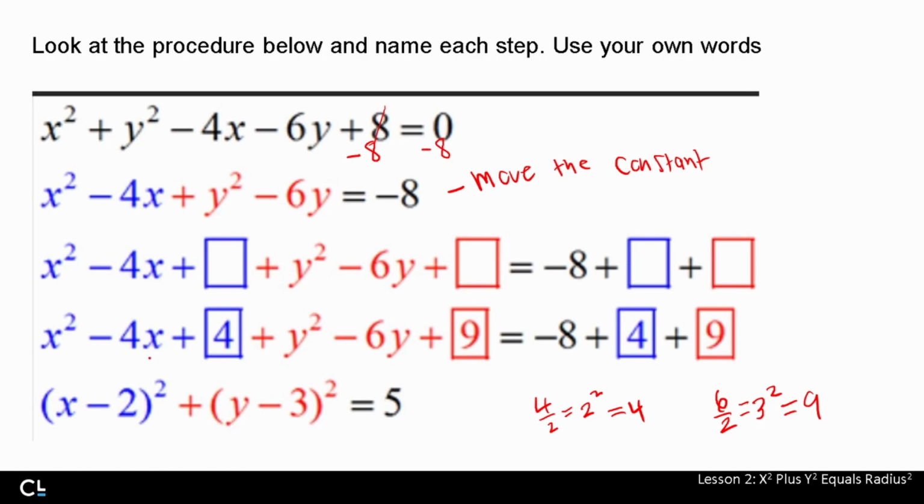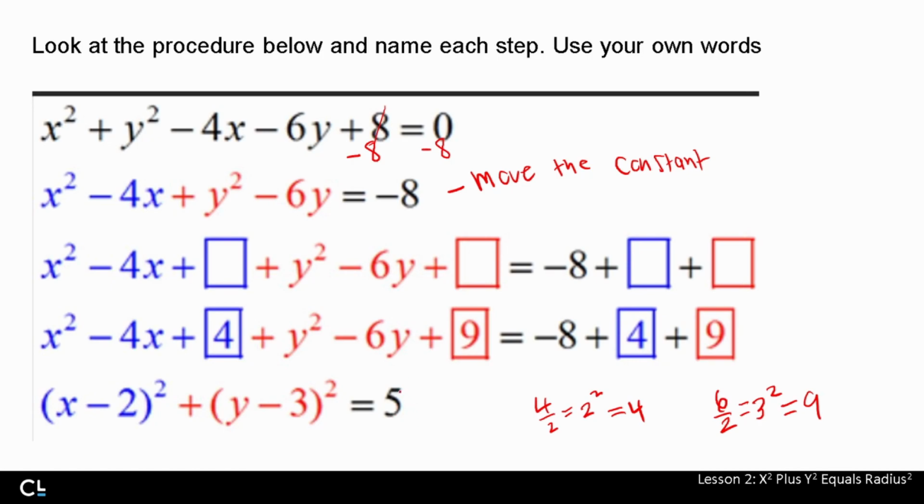So you factor. The way we factor is whatever you get when you divide this by 2, that's what goes in here. So we get x minus 2 squared. Divide that 6 by 2, it gave me that 3. So we get y minus 3 squared. And then we get equals, and we do negative 8 plus 4 plus 9, which will give me 5.